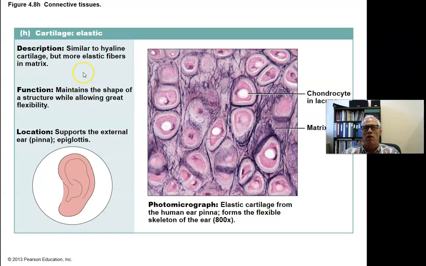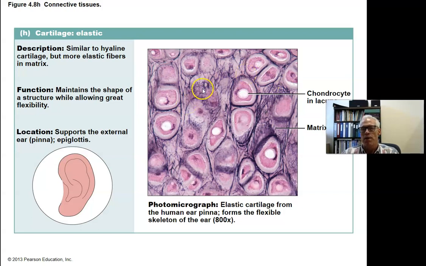Okay, so the next type of cartilage we'll take a look at is called elastic cartilage, and it's kind of analogous to elastic connective tissue proper. It's cartilage in the way that hyaline cartilage is. It's got a lot of collagen fibers. They're a little heavier duty, but mostly what it has is elastic fibers. So it has a lot of recoil ability. It's very tough and strong, but it has recoil ability.